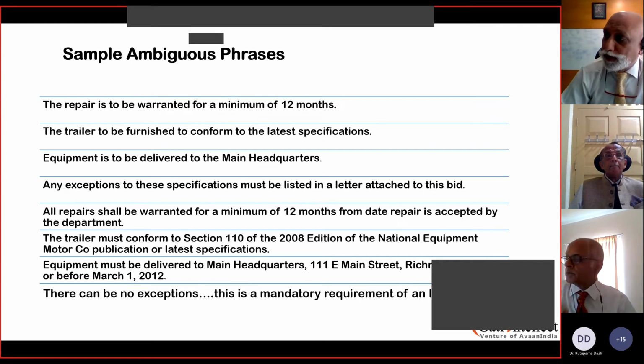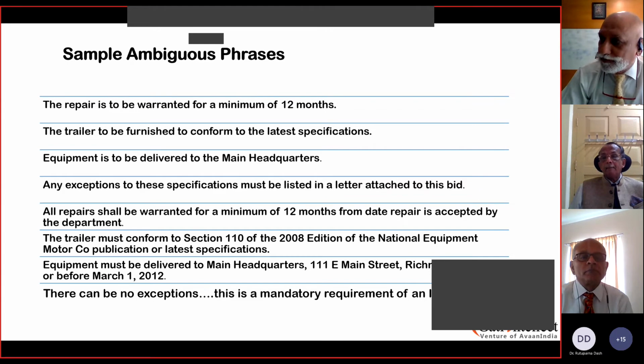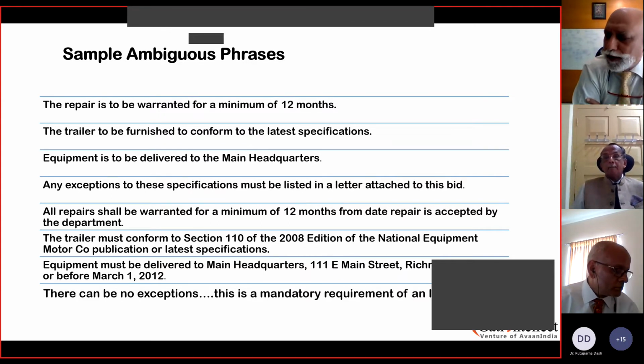The trailer to be furnished conforms to the latest specifications. Now, if the cargo specifications are not given and the suitable equipment to transport or handle the cargo is not given, it is very vague, and it will result in wrong understanding by the vendor who has participated or taken the contract, and it will end up in not achieving the desired results.